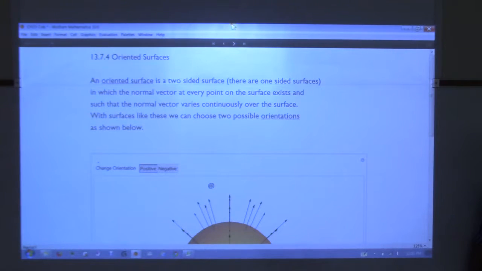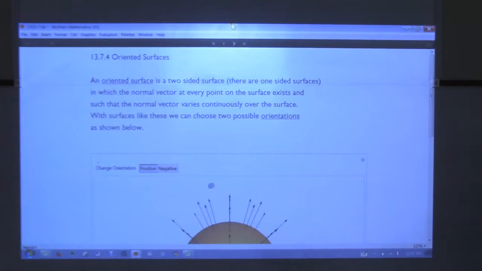Have you all seen a one-sided surface before? Mobius strip. Klein bottle is a three-dimensional Mobius strip. So Klein bottle is an example of a solid with no volume, a volumeless container. That's a Klein bottle. Okay, Mobius strip.